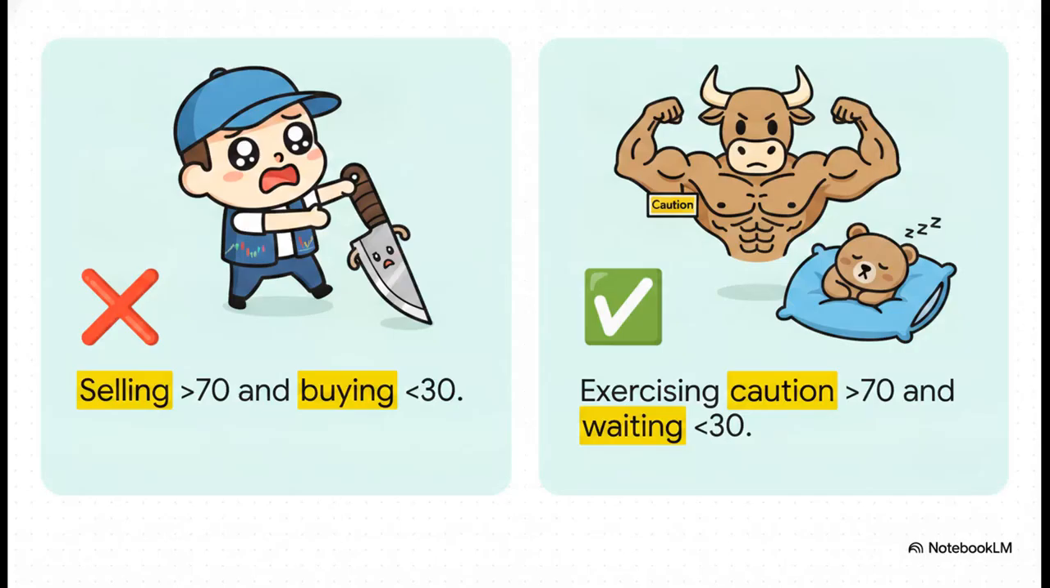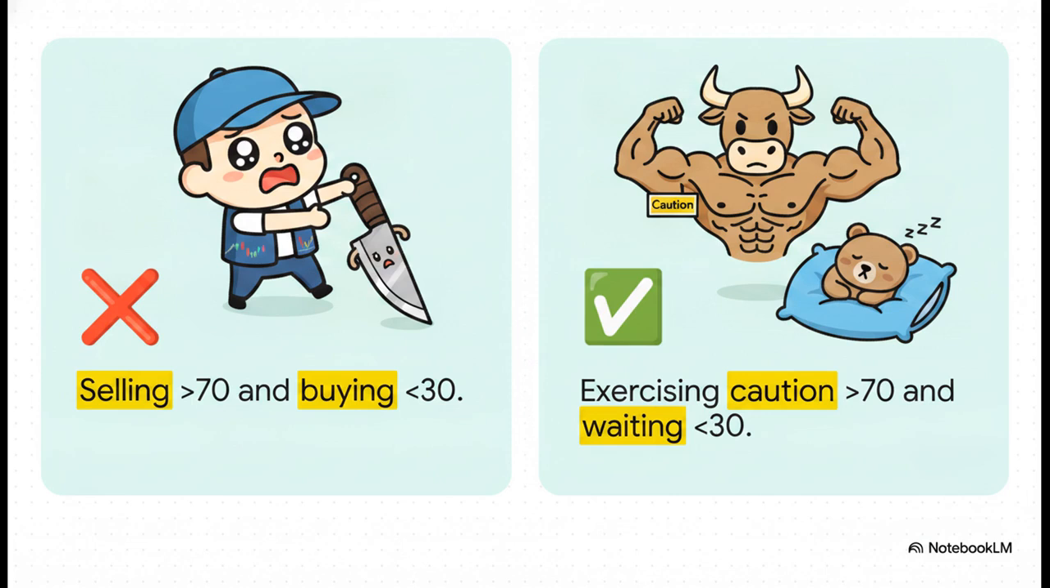Now, let's tackle the single biggest trap in technical analysis. The classic textbook myth is that if the RSI crosses above 70, it's overbought and you literally have to sell immediately. Or if it drops below 30, it's oversold and you just blindly buy. Guys, please do not do this.